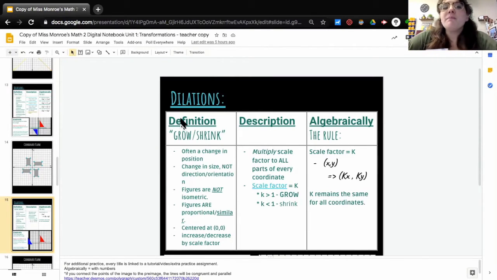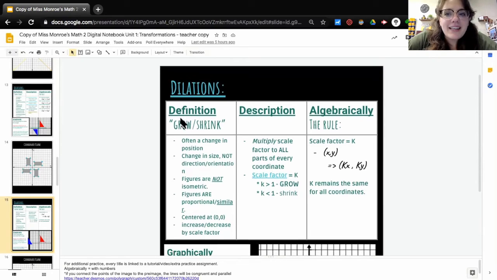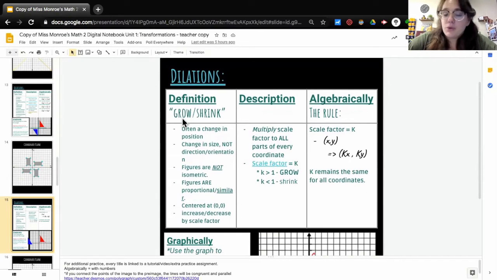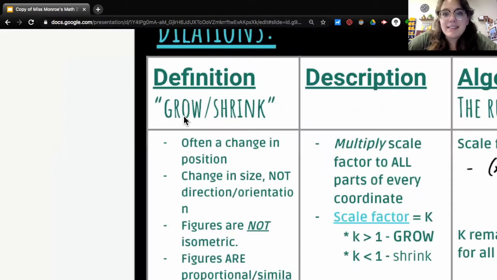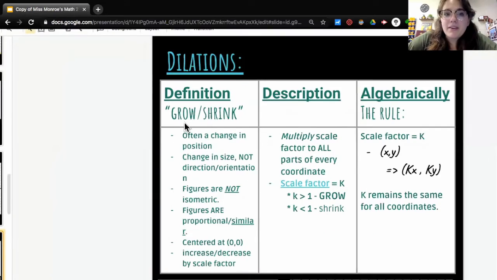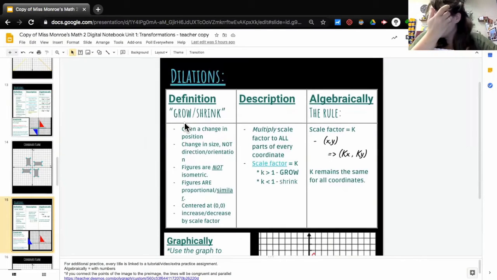So the definition of a dilation is to grow or shrink. Zooming in on something, that is a dilation. Zooming out on something, also a dilation. So that's kind of what we're going off of today. That's where we're starting.